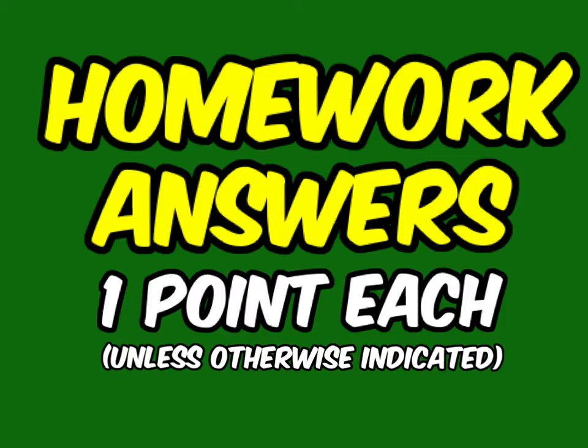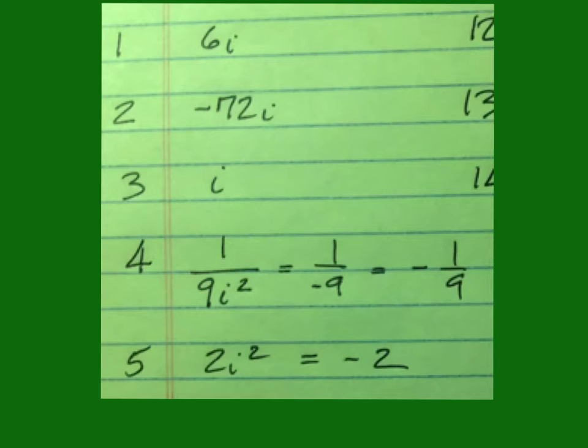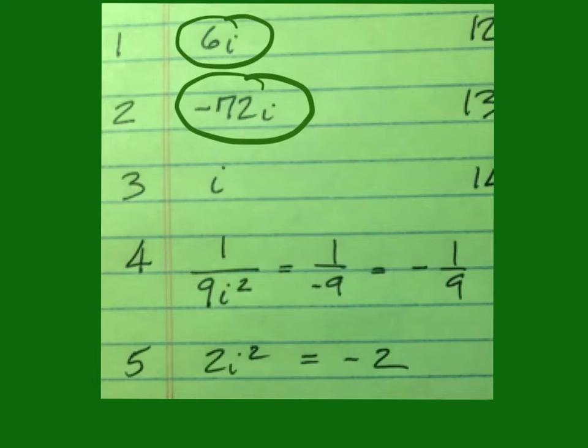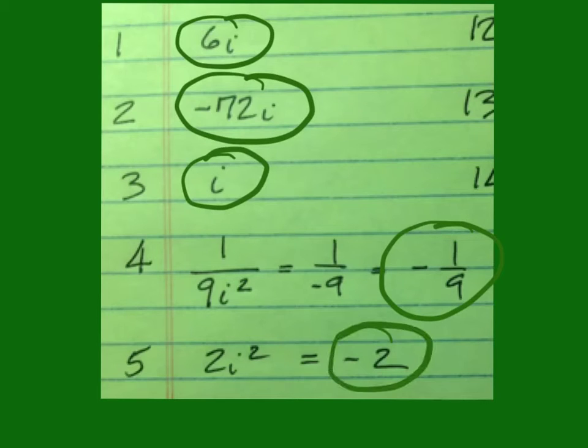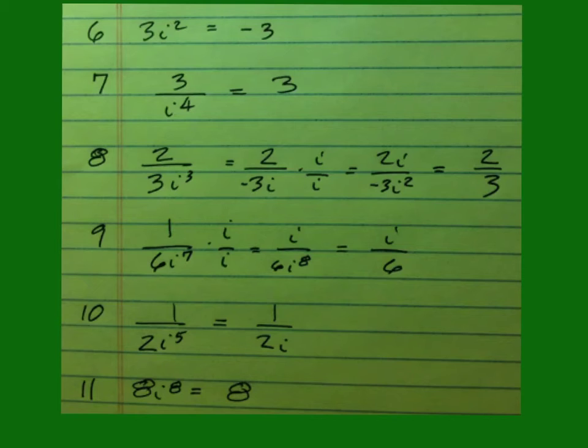The homework answers. Number 1 is 6i. 2 is negative 72i. 3 is i. 4 is negative 1/9. And 5 is negative 2. Number 6 is negative 3. 7 is 3.